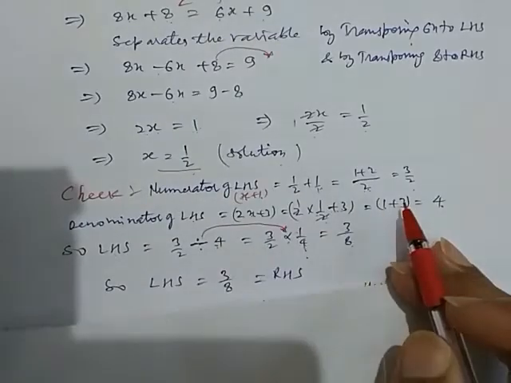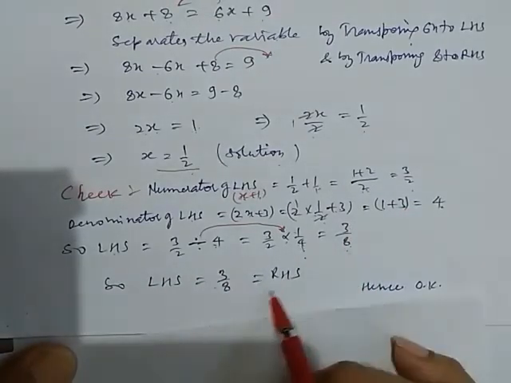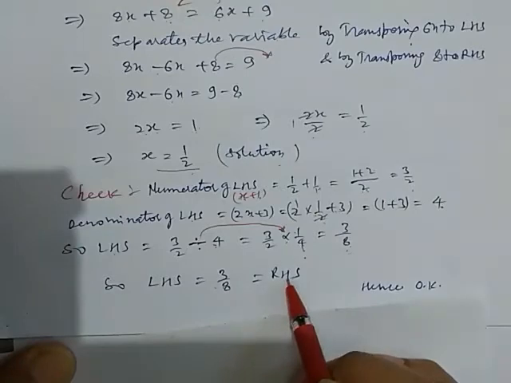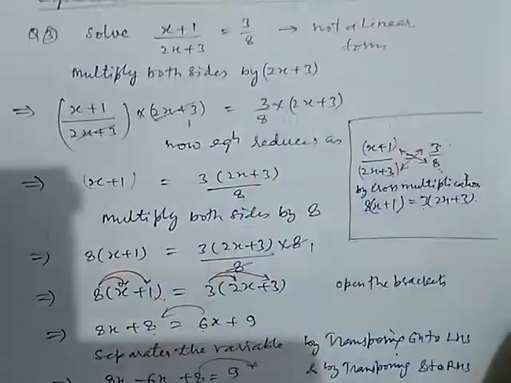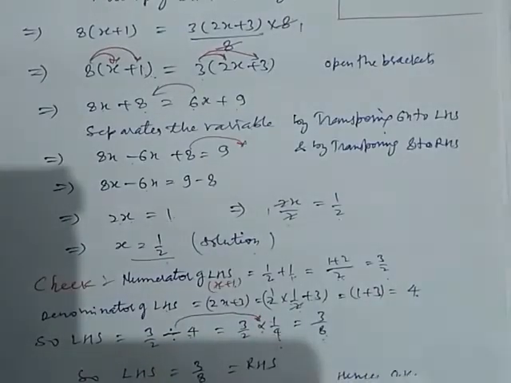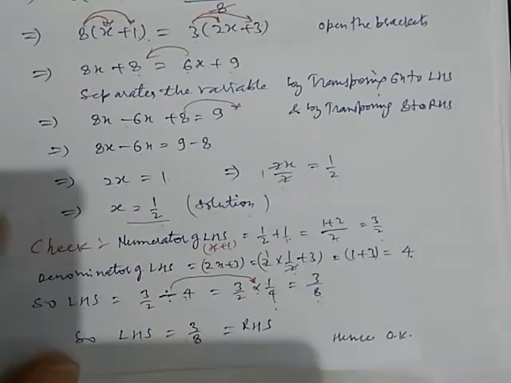Now we take the right hand side. Left hand side is 3 by 8 and this is equal to the right hand side. Why? Here the right hand side is 3 by 8. So left hand side equals right hand side. So our solution is okay.